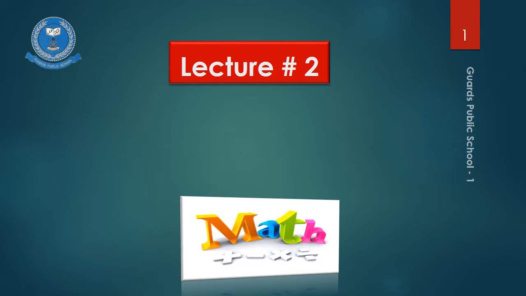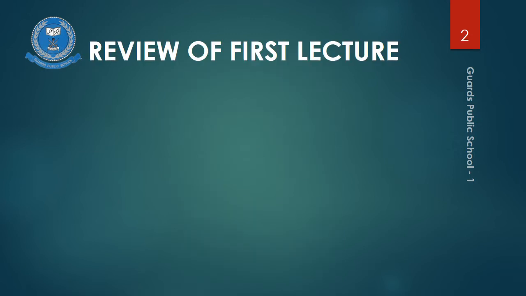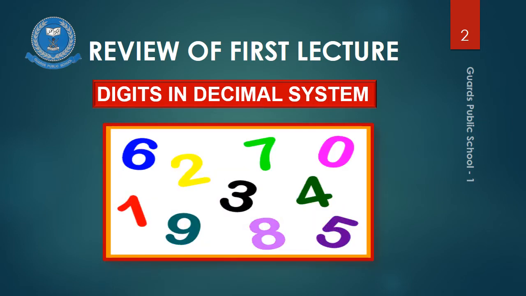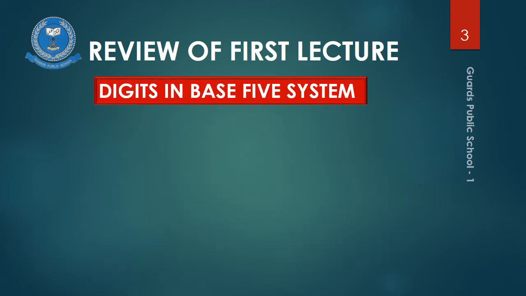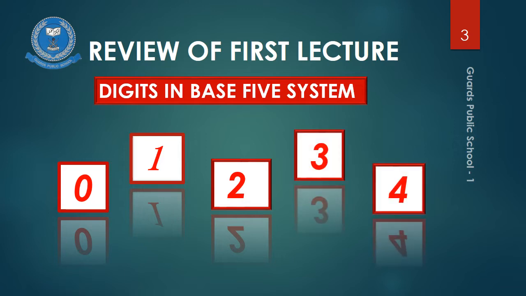Lecture number 2, subject Mathematics, class 9th A, General Group. Before starting this lecture, look at the review of first lecture. Digits in decimal system are 0, 1, 2, 3, 4, 5, 6, 7, 8 and 9. Digits in base 5 system are 0, 1, 2, 3 and 4.